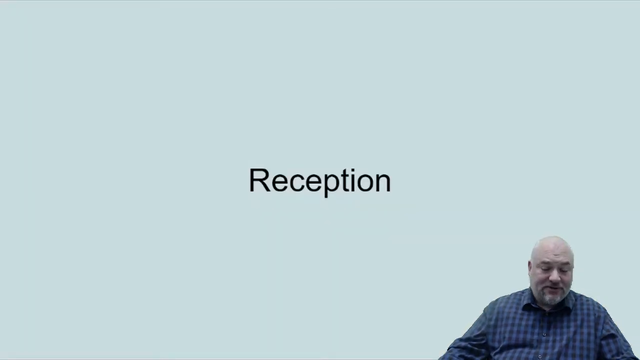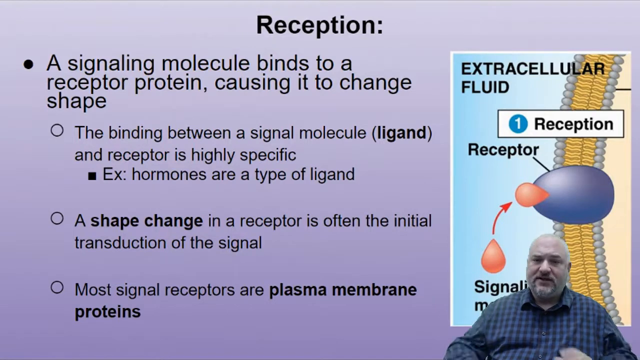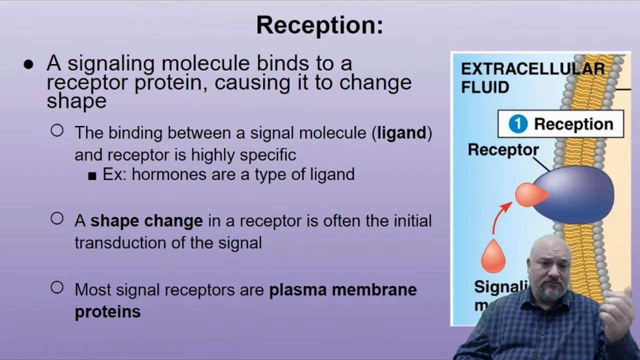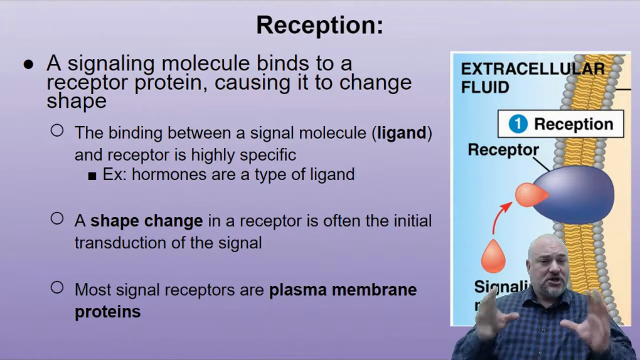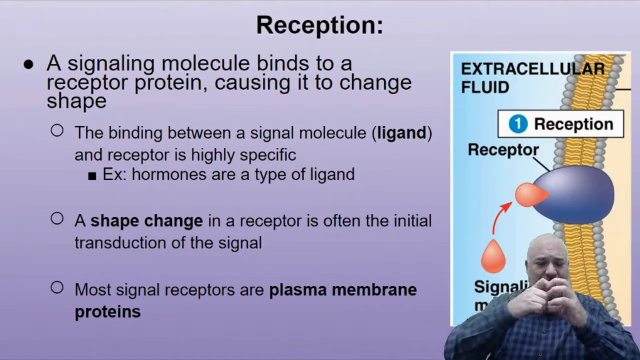All right, reception. The signaling molecule binds to a receptor protein, causing it to change shape. That's the basics of what's going on here. The binding between the signaling molecule, otherwise known as a ligand, and the receptor is very specific. Shape is very important here. If you got the right shape, you fit. If you got the wrong shape, you don't.